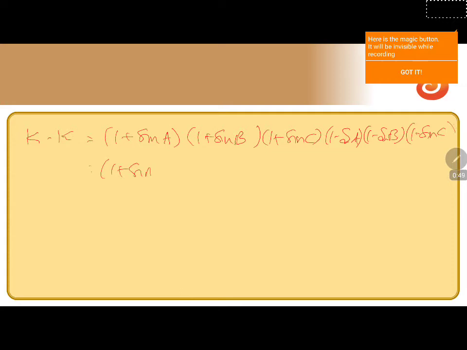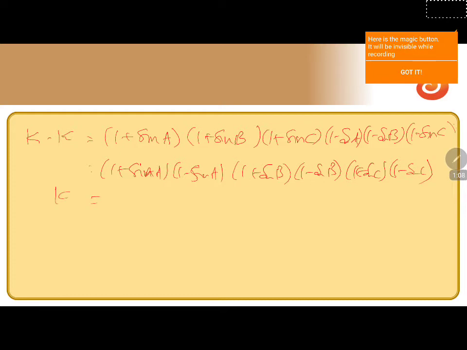For one k you will take (1 plus sin A) into (1 plus sin B) into (1 plus sin C). For another k you take (1 minus sin A) into (1 minus sin B) into (1 minus sin C). Multiply (1 plus sin A) into (1 minus sin A), and (1 plus sin B) into (1 minus sin B), (1 plus sin C) into (1 minus sin C).